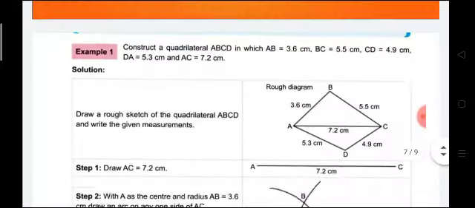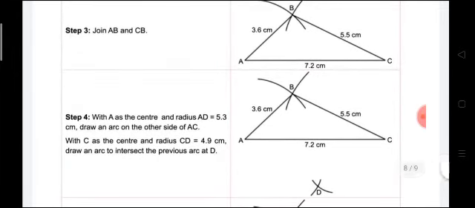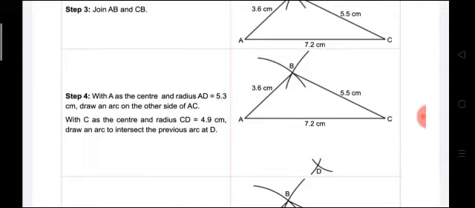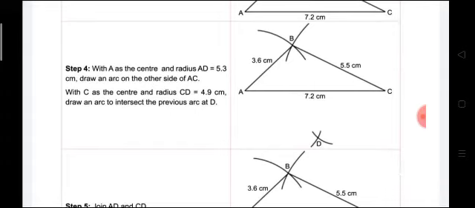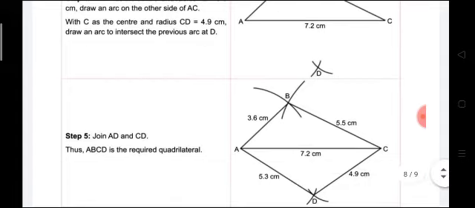Next we have to do the construction of AD and CD. It is given already AD equal to 5.3 centimeter. We will draw an arc for AD, taking A as a center, and CD is 4.9 centimeter. Draw an arc taking C as a center to intersect the previous arc at D. Both arcs will intersect at point D. So this is taken as point D. Joining AD and CD, we obtain a unique quadrilateral ABCD with the given measurements.